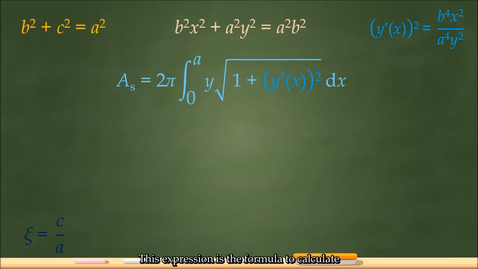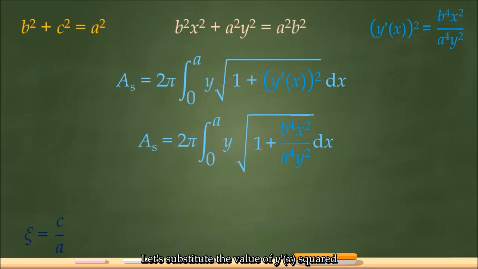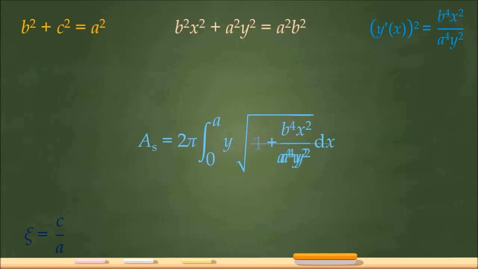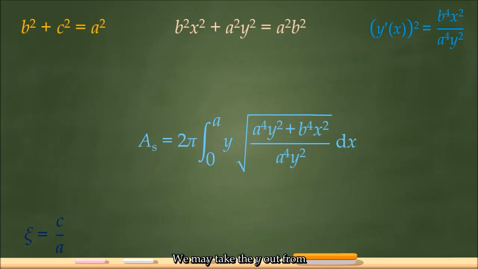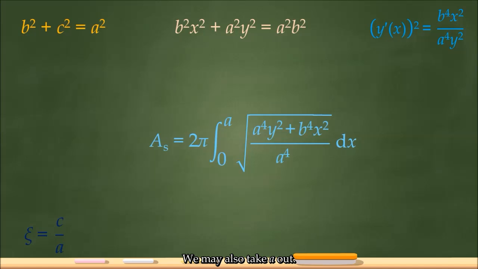This expression is the formula to calculate the surface area of a solid of revolution which rotates 360 degrees, or 2 pi radians. Given that this is an ellipsoid of revolution, it is more appropriate to call it spheroid. Let's substitute the value of y prime of x squared for the value we computed previously. Let's operate. We may take the y out from the square root and from the integral. Oh, it was simplified. We may also take a out.